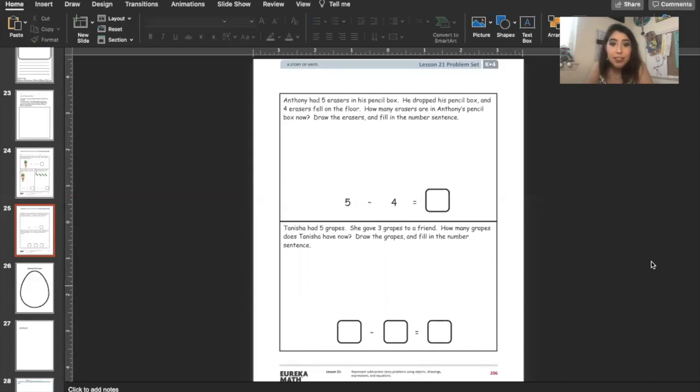And the last one, Tanisha had 5 grapes. So you're going to draw the 5 circles, because grapes are circles, right? 5 grapes on the paper. She gave 3 grapes to a friend. So what should you do to those 3 grapes? Cross them out. And how many grapes does Tanisha have now? We had 5. We took away 3. 2. You need to write the whole number sentence that time. And I know you can do it because we went over it the whole lesson.